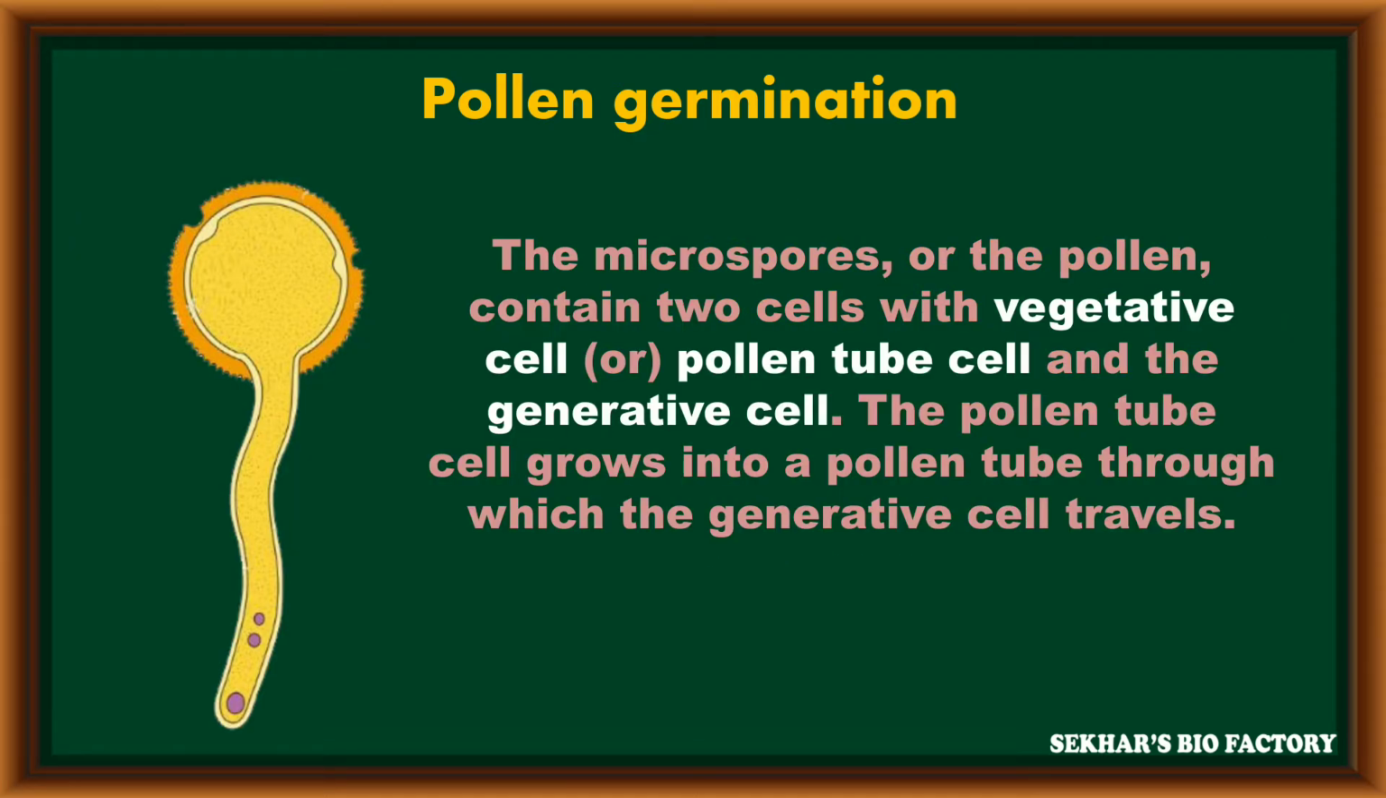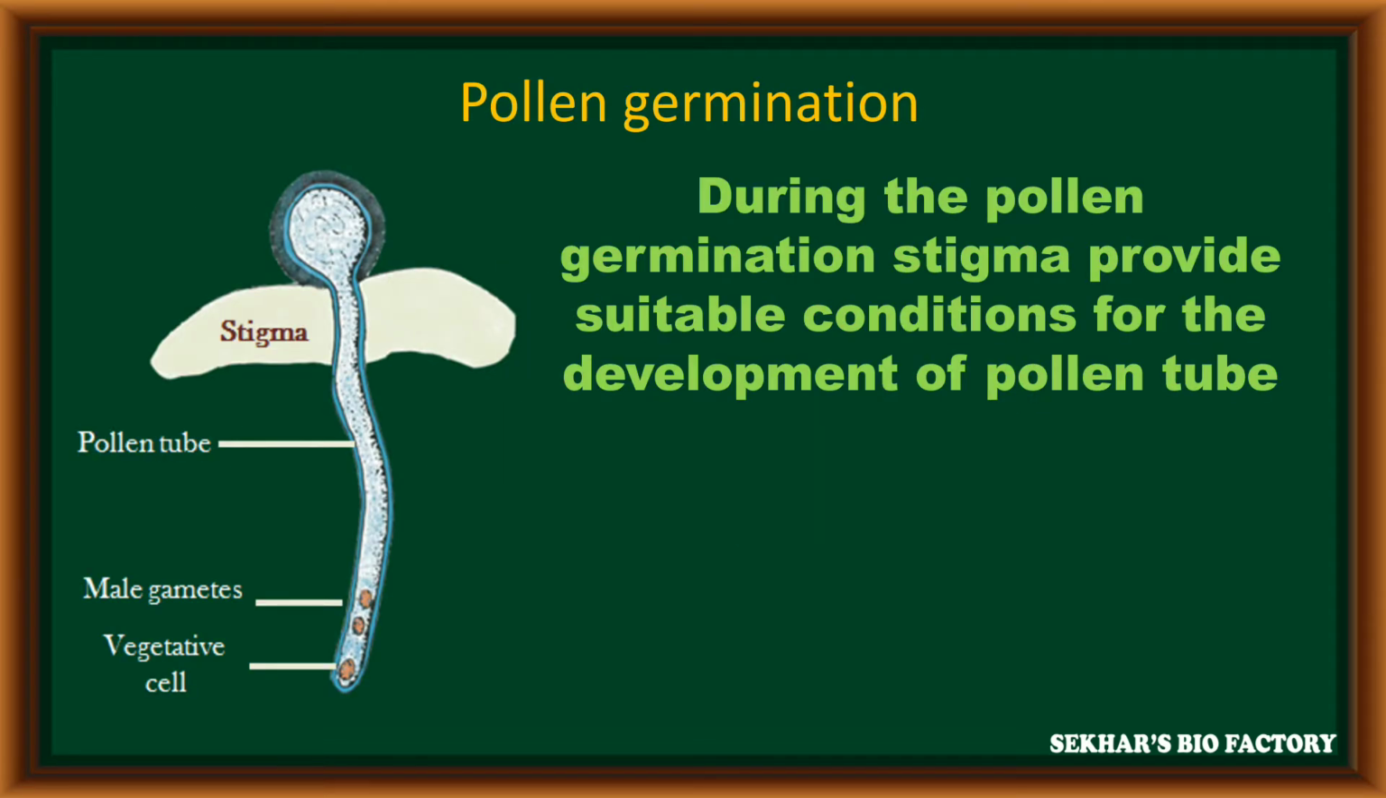During this process, when the pollen grain or microspore reaches the stigmatic surface, it contains two cells. One is the vegetative cell or pollen tube cell and the other is the generative cell. The pollen tube cell or vegetative cell grows into a pollen tube through the germpore. This pollen tube helps to carry the generative cell. During pollen germination, the stigmatic surface provides all suitable conditions for the development of the pollen tube.